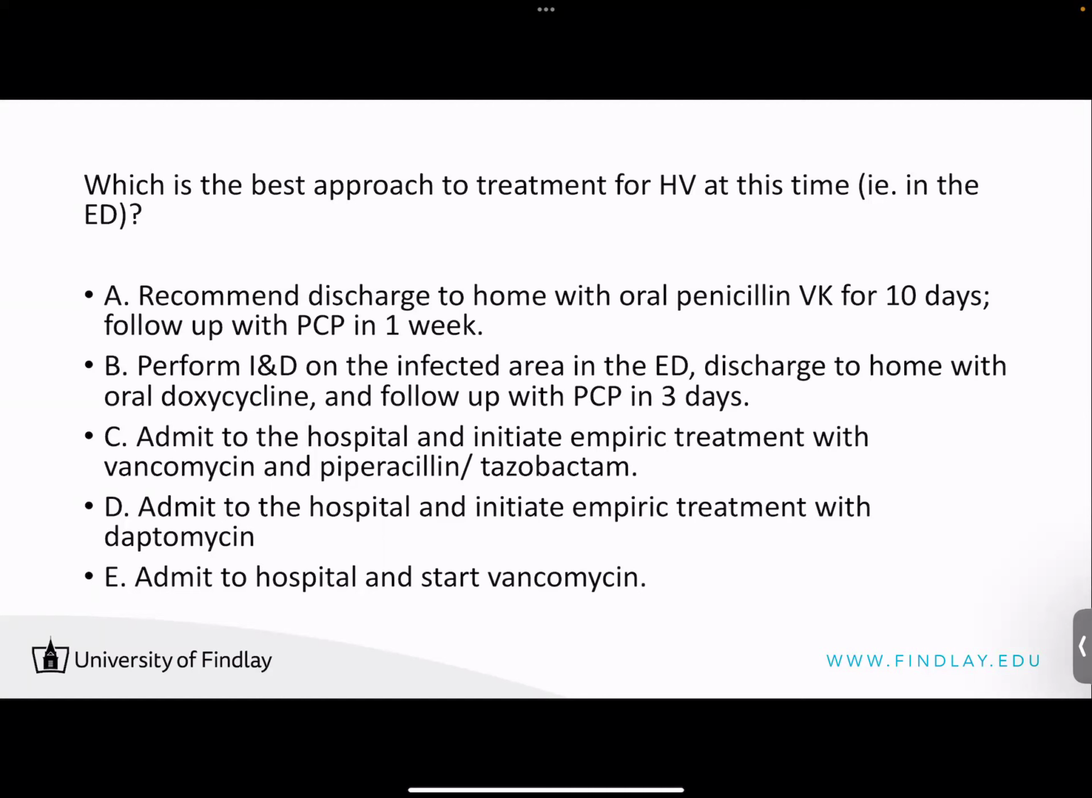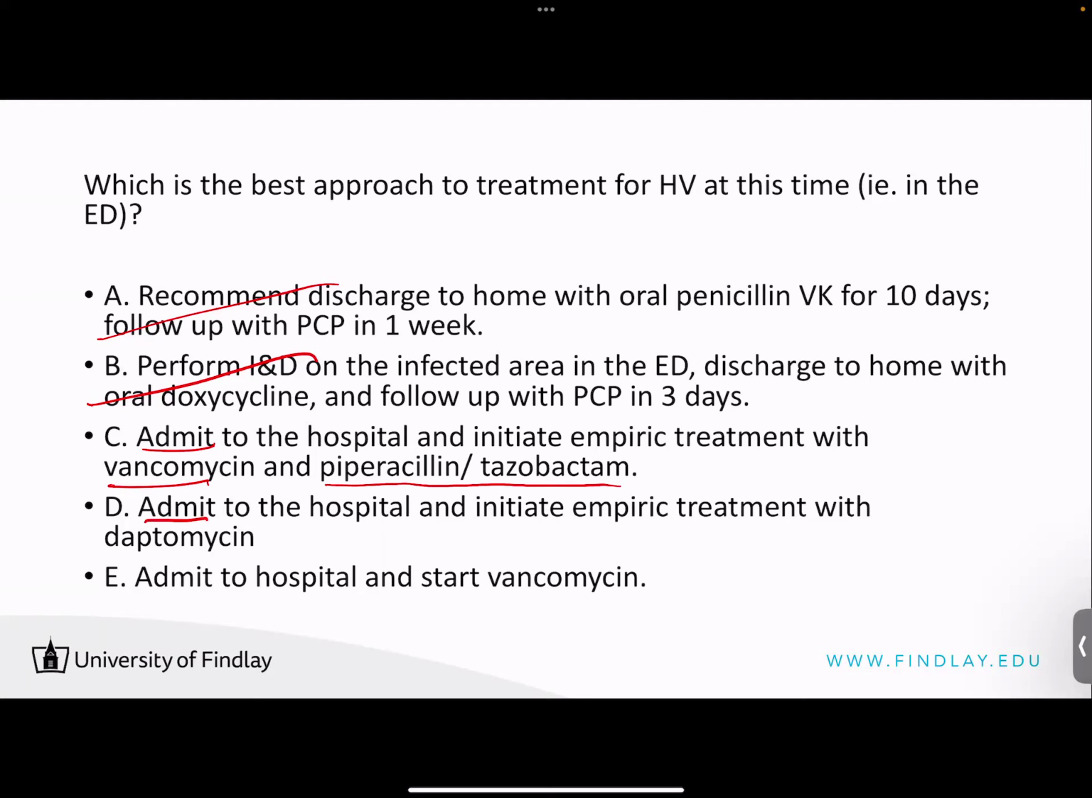Okay. So we're not going to do that. There's nothing to cut and drain here. He doesn't have an abscess. All right. We do need to admit to the hospital. Okay. And we probably need to give him something like vancomycin and Zosyn, or vancomycin and cefepime. Okay. Or vancomycin and a carbapenem.